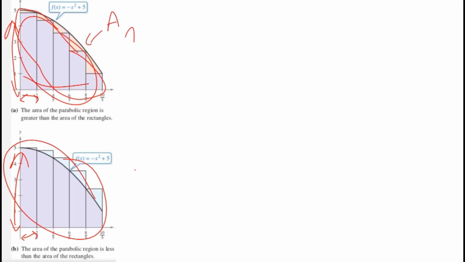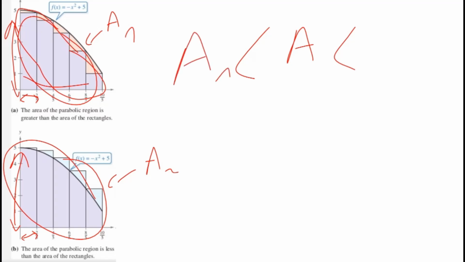Then in the second part, we'll do the same. We'll multiply the width by the height, and then sum them up. Then the actual area will be between this area here and this area here. So let's call this A1, and this A2. Then A, which is the area that we are trying to find, will be between A1 and A2. This is the approximation we are trying to find.